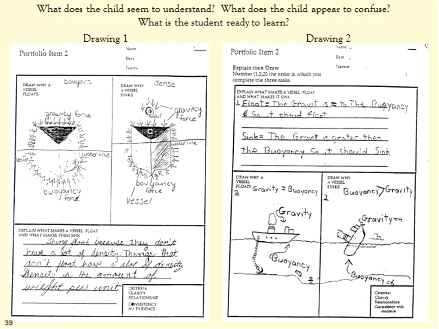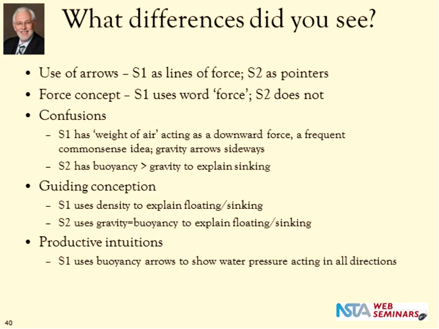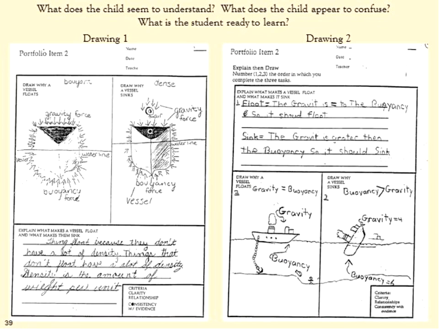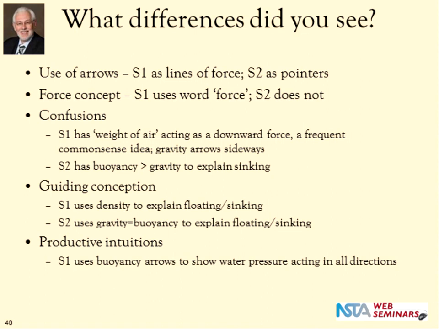So here are some of the things that you may have listed as a difference. I'll go back and forth now with each of these so we can see that. With the use of arrows, student 1, on the left, uses them to represent lines of force, whereas student 2 uses them as pointers. Student 1 actually uses the word force, or the force concept, in the drawing as a label. Student 2 does not.